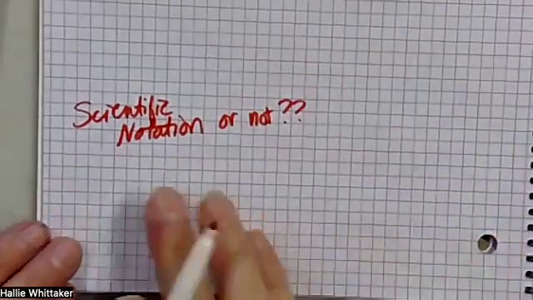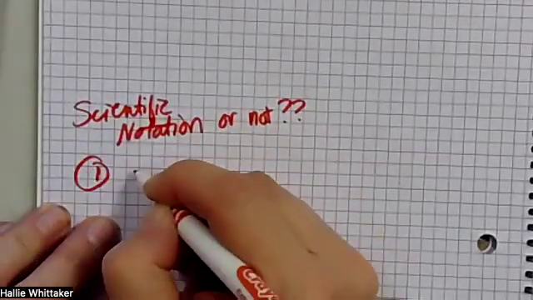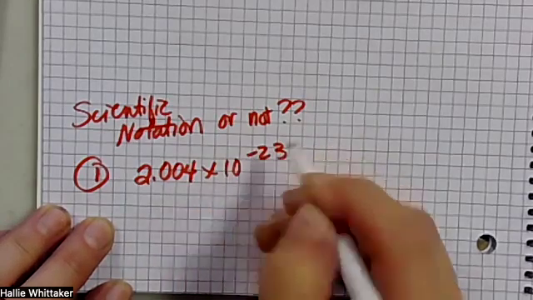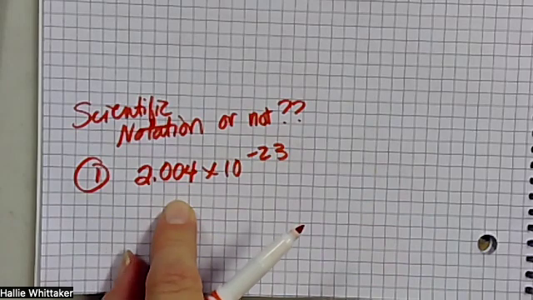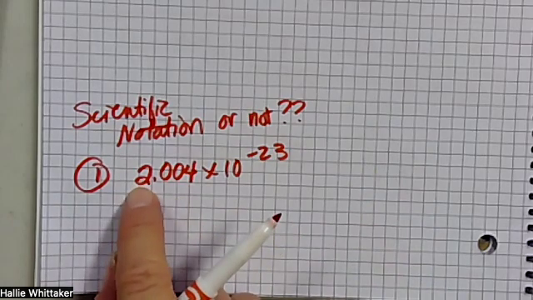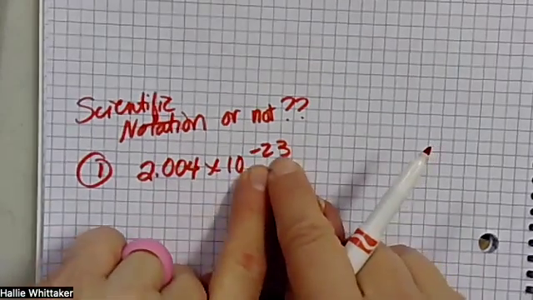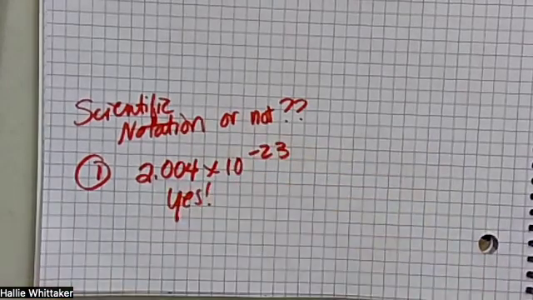So here's your game show. Is this in scientific notation or not? Number 1, let's say you have 2.004 times 10 to the negative 23. Class, is this in scientific notation? Yes, because this is less than 10, but greater than or equal to 1. So it's 2.004. That's okay. Times 10 raised to an integer, negative 23 works. So this is actually a yes. This is in scientific notation.